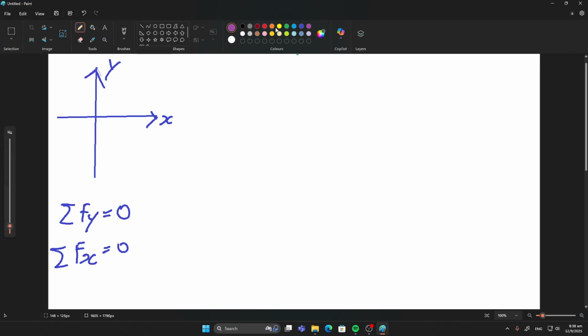But that's using equations to find it. Let's not use equations to find it. Let's use something else. Let's just look at the diagram. Based on the diagram, I know that this bar will have an x force, and this bar will also have an x force. This bar will have a y force.